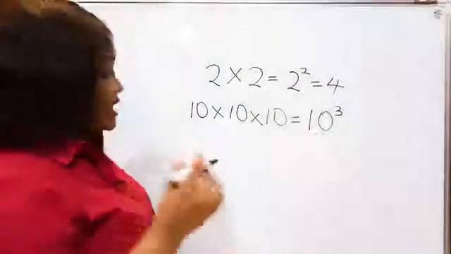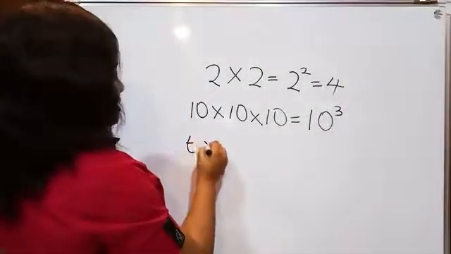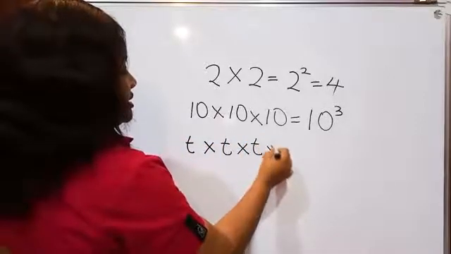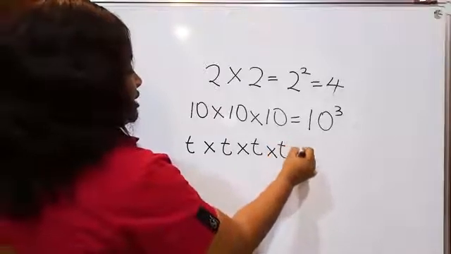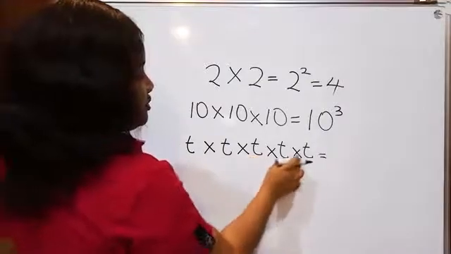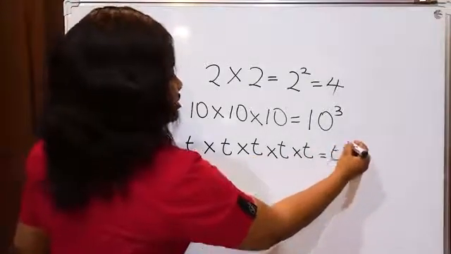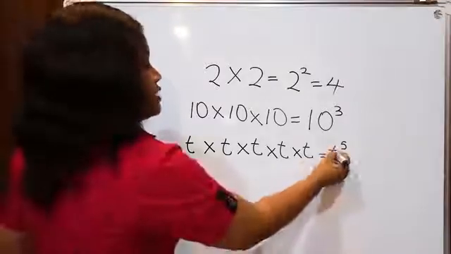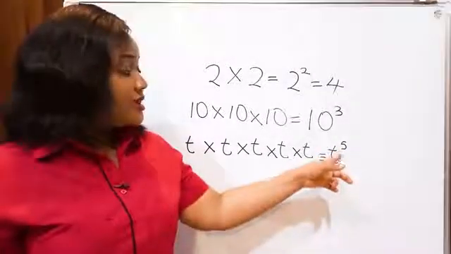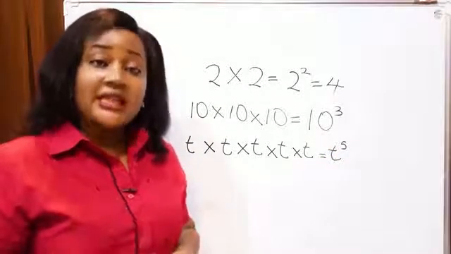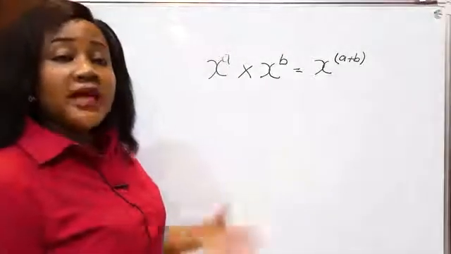Similarly, you can have something like t times t times t times t times t. And it gives us 1, 2, 3, 4, 5. We have t raised to power 5. So 5 is the power of t or index of t. It's good to know that the plural of index is indices. So let's look at multiplying indices.